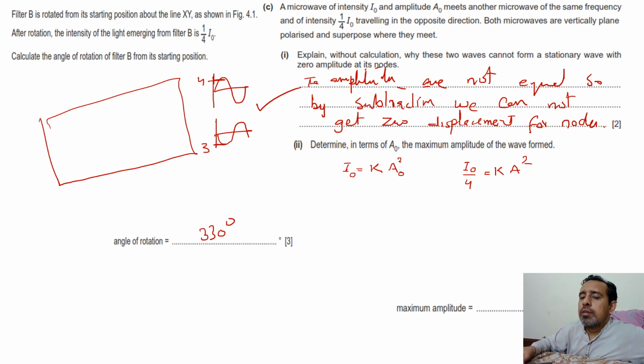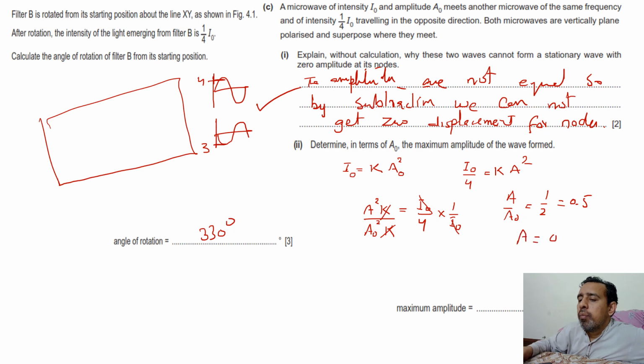So by dividing these two relations, we have A square K is equal to I naught by 4, and this above relation is A naught square K equal to I naught. So by the division and taking under root, we have A by A naught is 1/2, that is 0.5. So A is equal to 0.5 of A naught. So now the amplitude is reduced to 0.5 of the maximum amplitude.